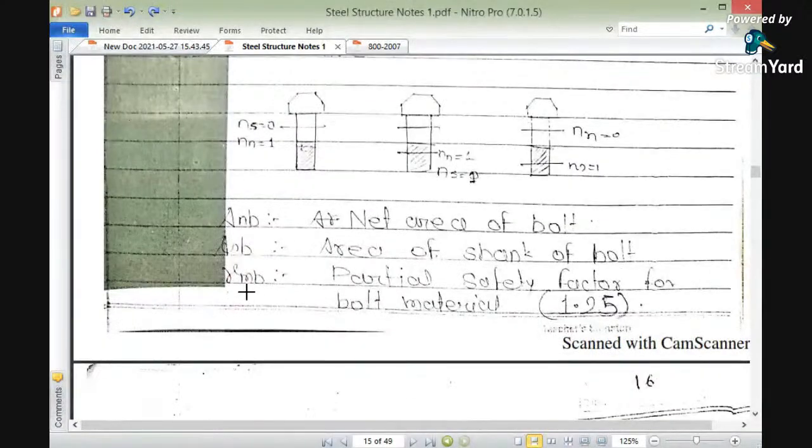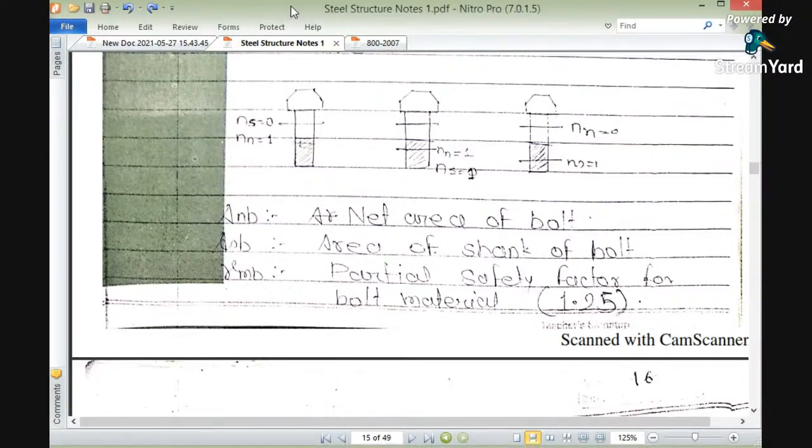Already this gamma MB, there is partial safety factors for the bolt material. It has been in previous lectures I've shown you from IS 800 2007. We have to take this directly, the value of 1.25, whether field welded or bolt, that is the shop welded. We have to take this from the IS code, 1.25, and the value of gamma MB, that is the partial safety factors.